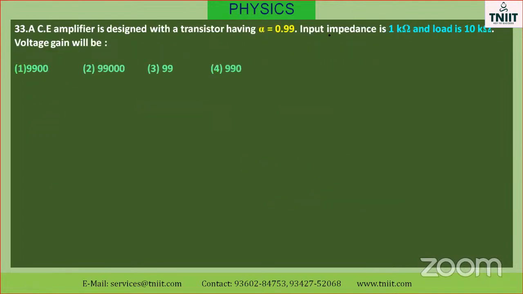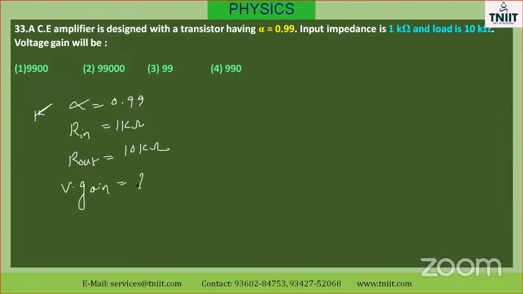Yeah, come to this. In the case of a CE amplifier, the alpha value is defined as 0.99. Input impedance is 1 kilo ohm, load resistance at the output is 10 kilo ohms. What is the voltage gain?